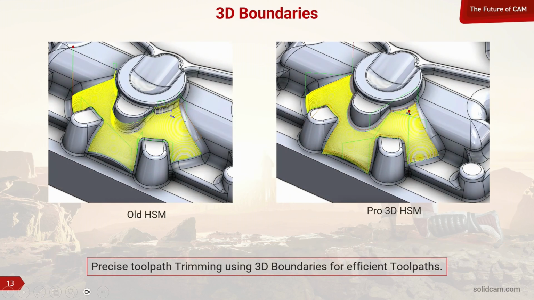3D boundaries. You can look at the toolpath on the left-hand side. It's an HSM toolpath where the boundaries were 2D boundaries, and it's going up on the vertical walls. That's because the projection of the boundary was on a plane, whereas on the right-hand side, it's basically the 3D boundary that was sent for calculation exactly as a 3D boundary and not as a 2D boundary.